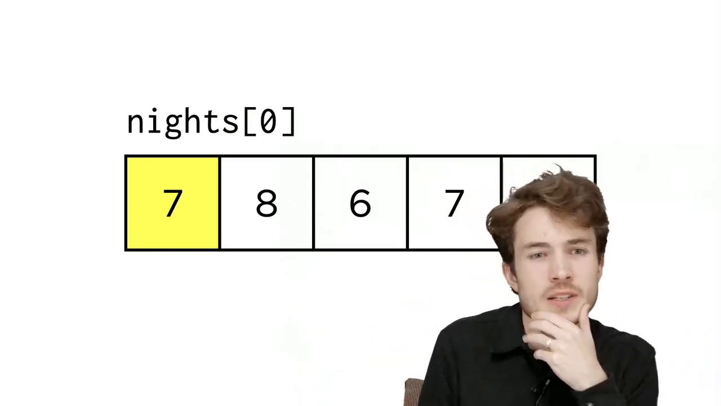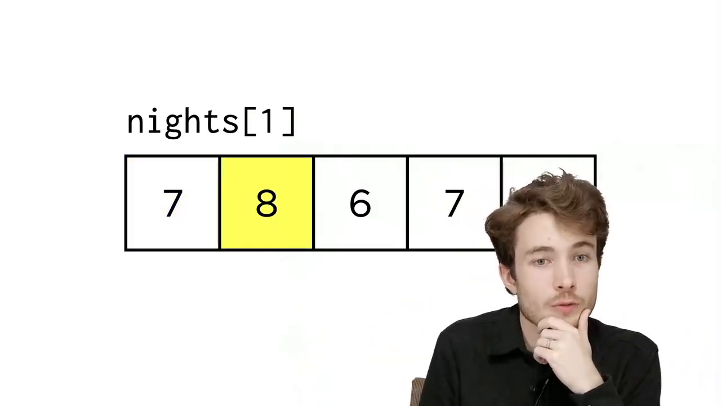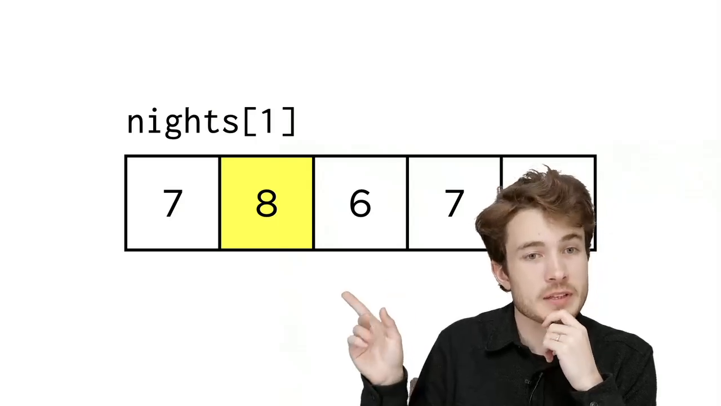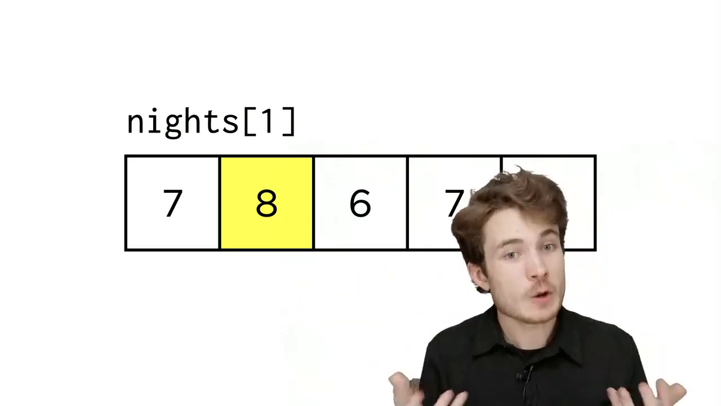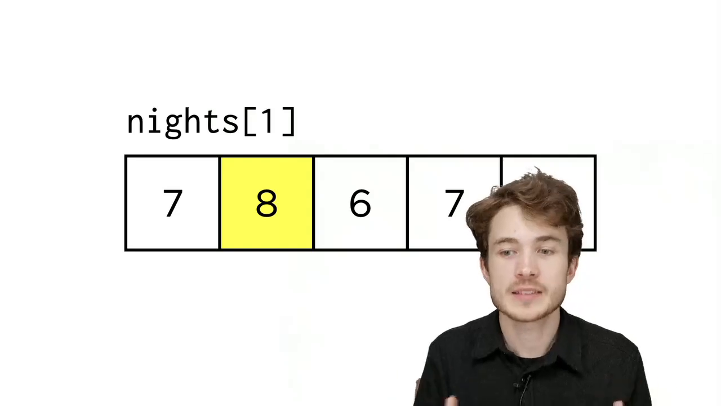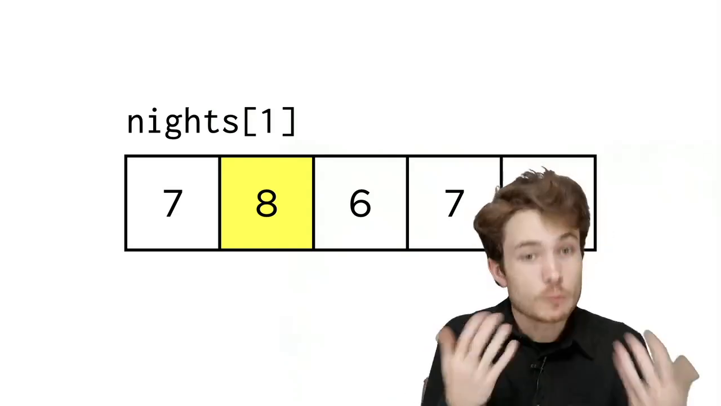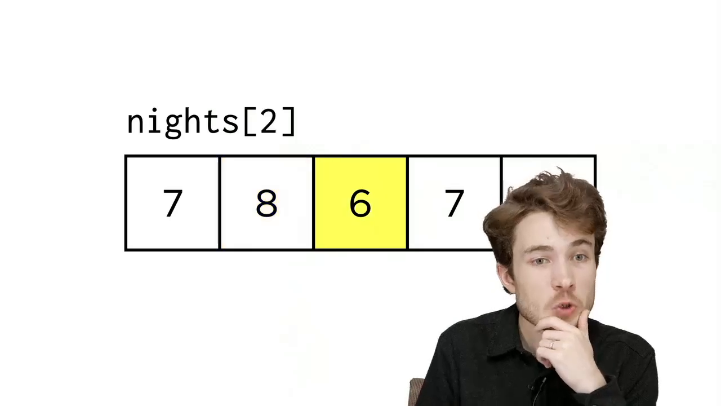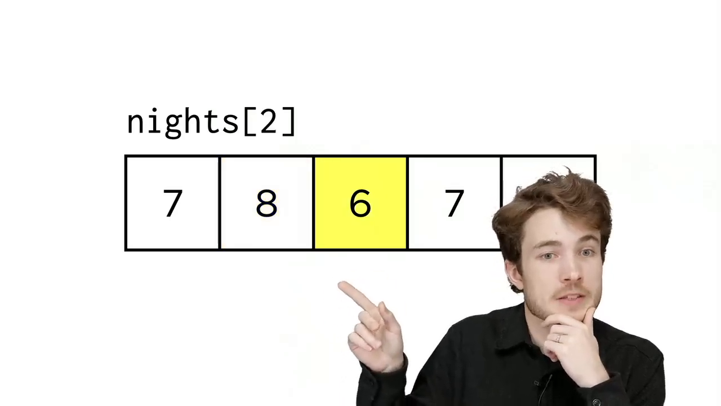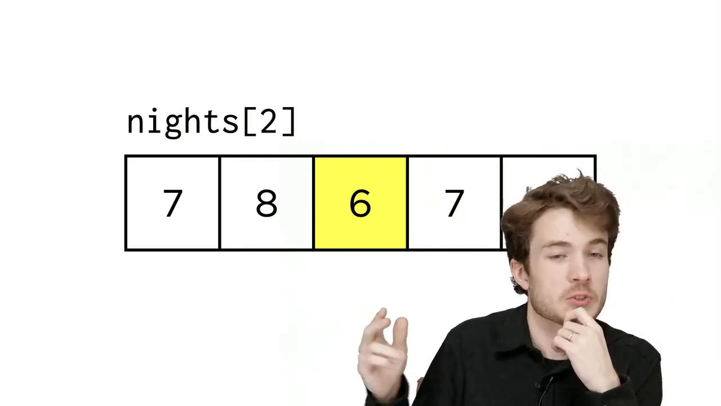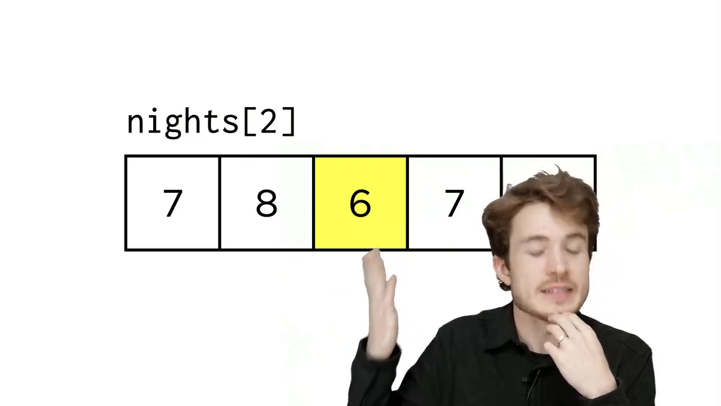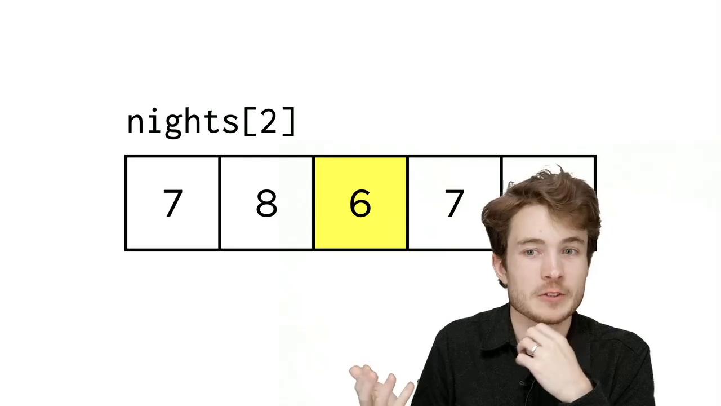But what if we did this? We did nights bracket 1. Well, we'd look at the first place in our nights array, and we'd say, let's move 1 step over. OK, now we found that second value. In this case, it was 8. And in the same way, we could say nights bracket 2. Well, let's begin at the very beginning, and let's find 7 here. But then we're moving 2 spaces over, so we go 8 and then 6, and now we have that very third value in our array.